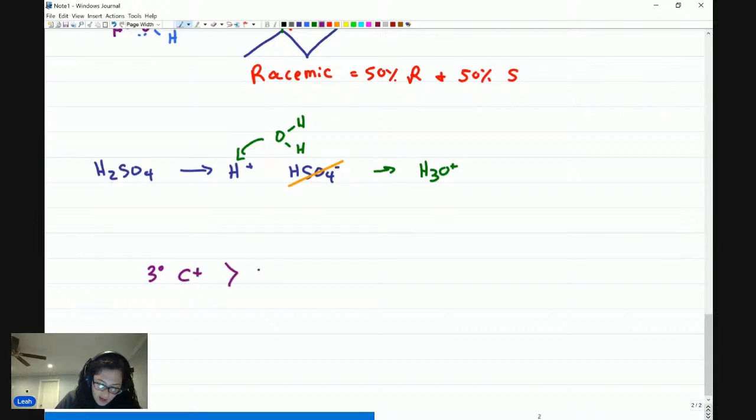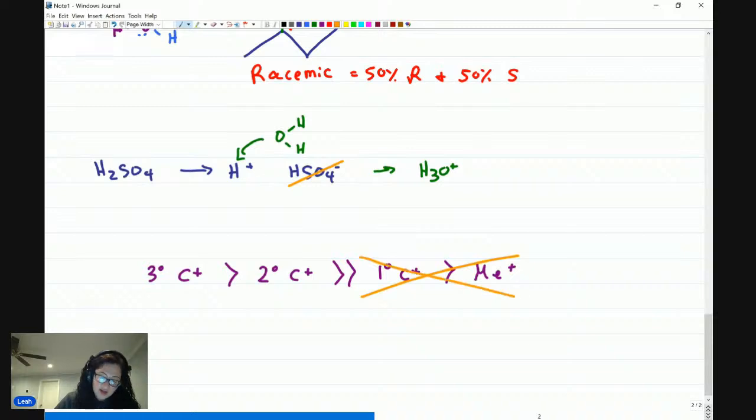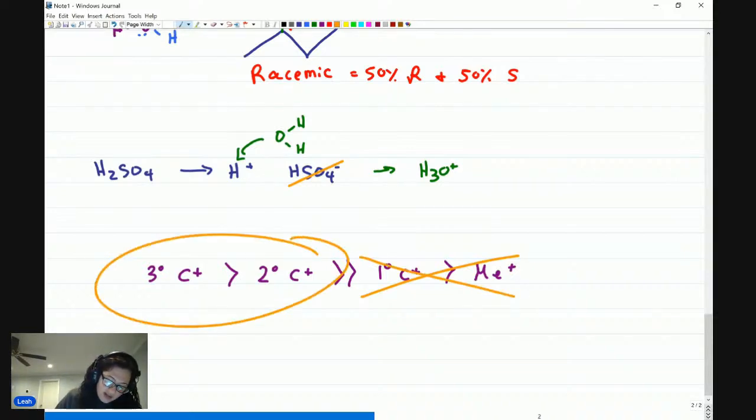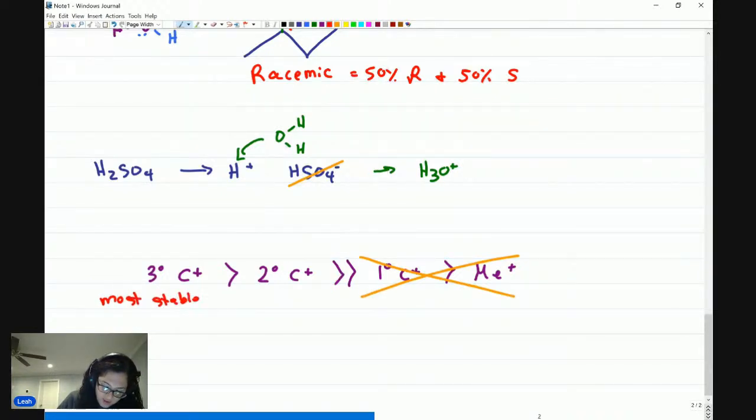A tertiary carbocation is more stable than a secondary carbocation, which is way more stable than a primary carbocation, and that is more stable than a methyl carbocation. You will not see these forming in substitution elimination reactions. We're looking at tertiary and secondary because this right here is the most stable. But it's not that it's very, very stable. It's most stable compared to the other ones. Because a carbocation is not very stable, the carbocation formation is the rate determining step.